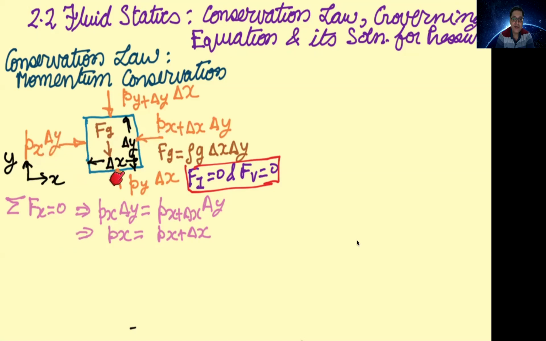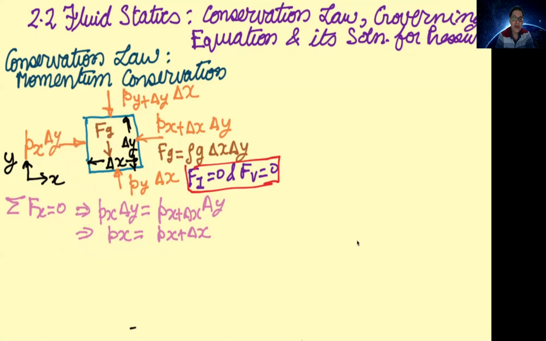And the horizontal surface, the surface area is delta x. The size of this control volume perpendicular to this plane is taken as unity. So that's why the area is delta y into 1, and here it's delta x into 1. So if you do the force balance in the x direction, you end up with P at x equals P at x plus delta x. So this indicates that the pressure on a horizontal layer is not varying along the x direction. So on a horizontal layer, pressure remains constant.